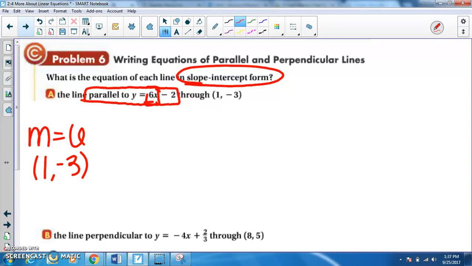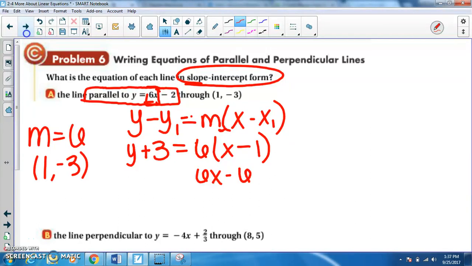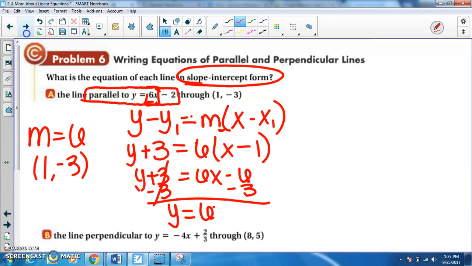If I have a point and I have a slope, I'm using point-slope form. So y minus y1 equals m times x minus x1. y minus negative 3, or y plus 3, is equal to 6 times x minus 1. 6x minus 6 is equal to y plus 3. Subtract 3 on both sides since we need it in y equals mx plus b form. So y is equal to 6x minus 9.